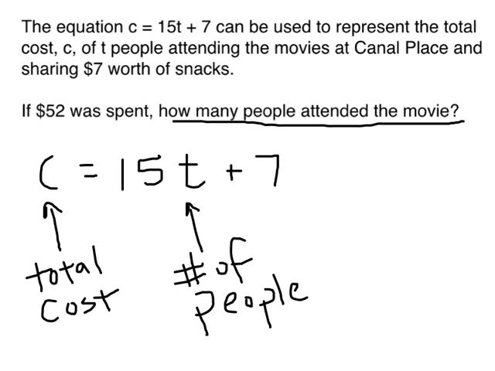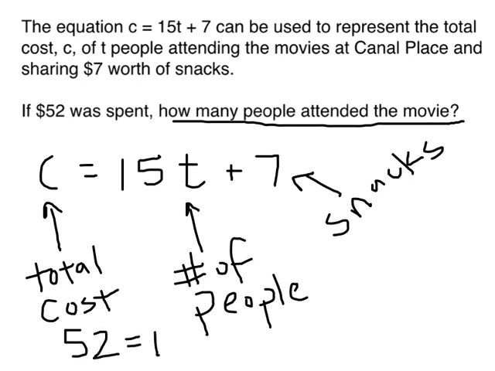I know that the people going to the movie are sharing $7 worth of snacks, so this represents snacks. And then I also know that $52 were spent. So $52 can be substituted for the variable C because $52 was the cost. So instead of C down here, I'm going to write 52 equals 15t plus 7.